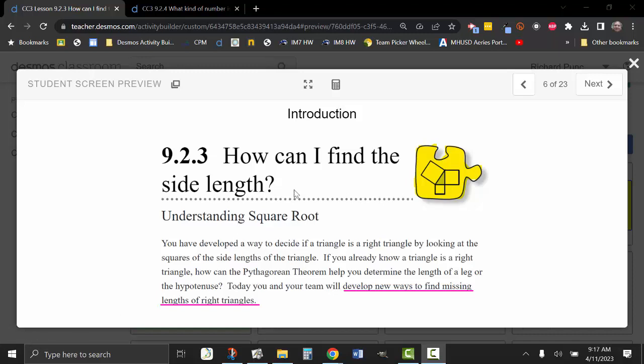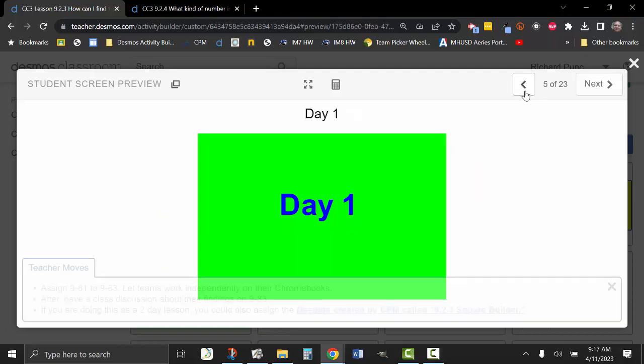Today we're going to be looking at 9.2.3, How Can I Find the Side Length? Subtitled, Understanding Square Root. Hey, we've already done some of this stuff, so today should be quite easy for most of you. Here we go. I'm going to head back here.